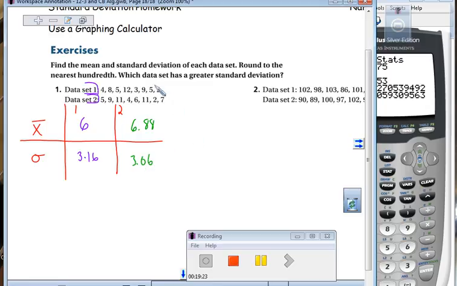The second question says which data set has a greater standard deviation, so that means number 1. So that means that the data is going to be more spread out, whereas a smaller standard deviation, the data is more close together.